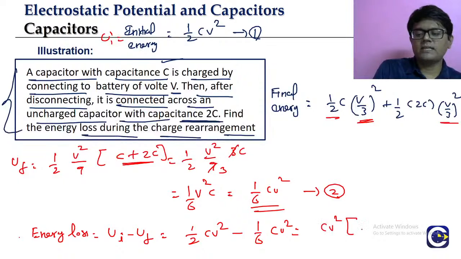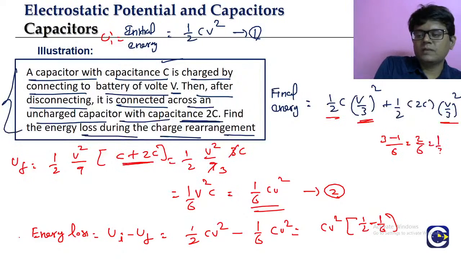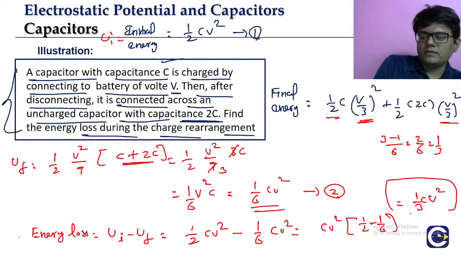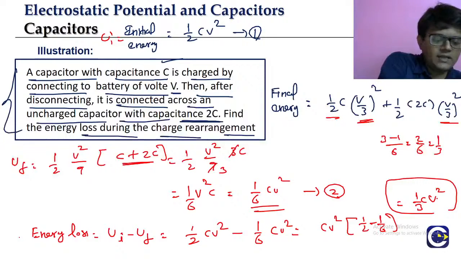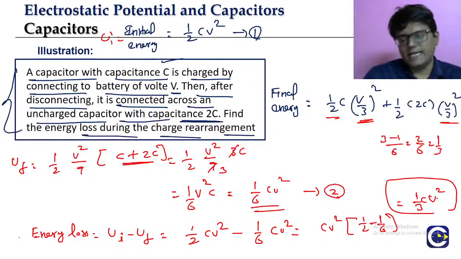So taking CV square common, 1 by 2 minus 1 by 6. What is 1 by 2 minus 1 by 6? Look, if we take an LCM, 1 by 2 minus 1 by 6, what will you have? This is 3 minus 1 by 6, that is 2 by 6, that is 1 by 3. We will get it as 1 by 3. Okay? So which means 1 by 3 C into V square. This is the energy loss during the charge rearrangement.